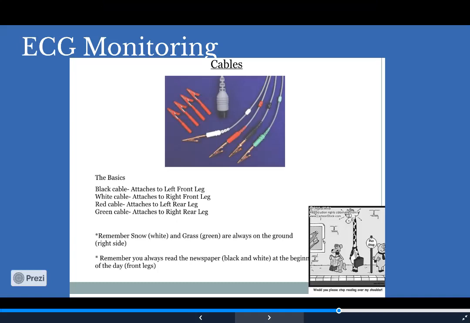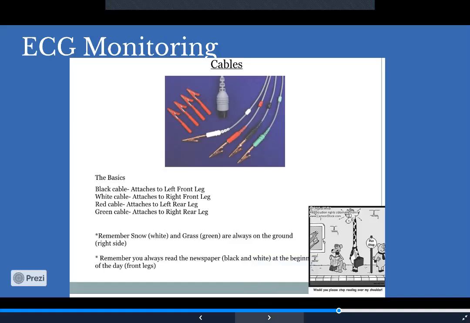white is so snow over grass. That's the other one too. So green is on the right rear. So that's another way too. There's so many different ways of remembering. So just, you know, there's smoke over fire is another one as well. So you have black, and then the fire is the red, so smoke or fire, the black is on your left, and then the fire is on the left rear. So that's another way of remembering it.